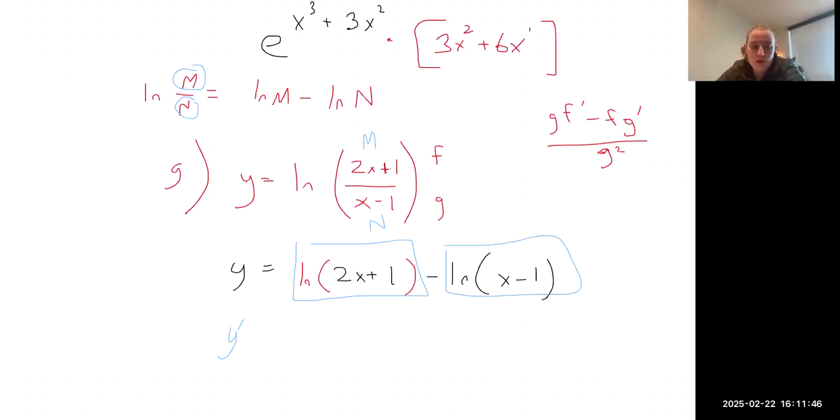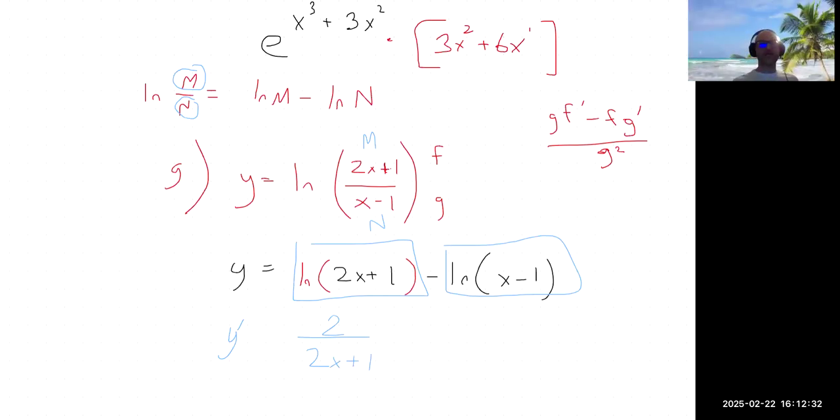Do you remember how the derivative of a natural log works? The derivative of ln of something equals 1 over that something, times the derivative of the something. If it was an x on the top, then it would be one, but this is going to be a two in this case. So the derivative of 2x plus 1 is just the 2 divided by the original 2x plus 1.